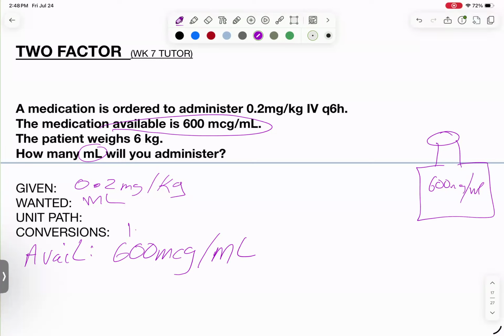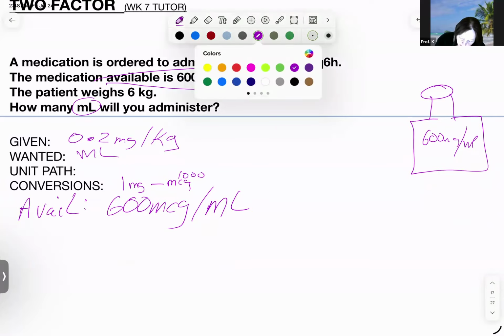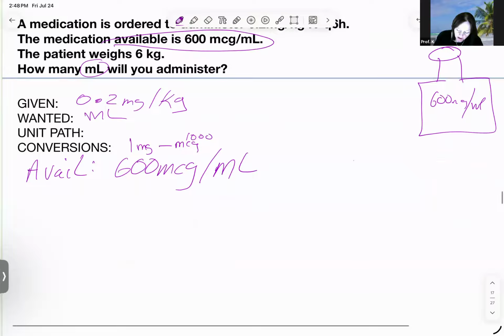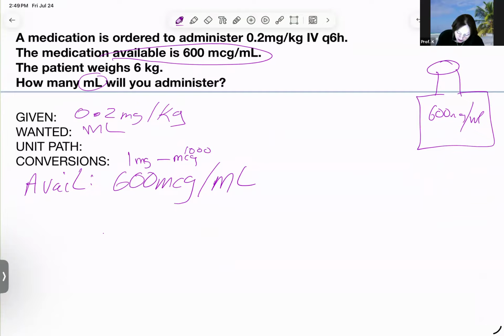Do I need any conversions? Yes. I need milligrams to micrograms, and 1 milligram is 1,000 micrograms. So you see how it's the same thing over and over again, but now it's a two-factor. How do I write this? The way we set up the question is still with the given, but now the given has a numerator and a denominator. So 0.2 milligrams over kilogram, because now there's two parts to my order.